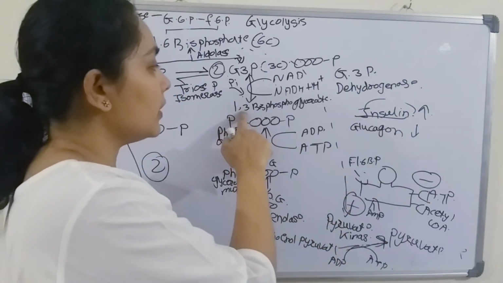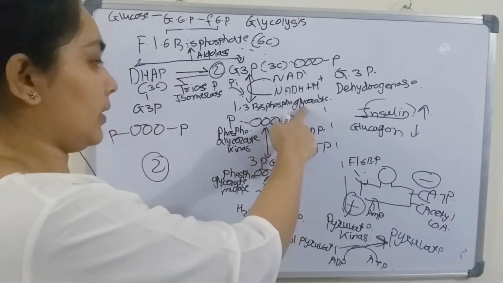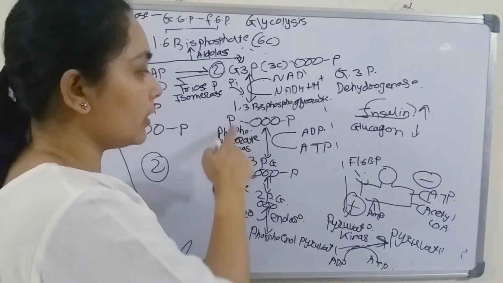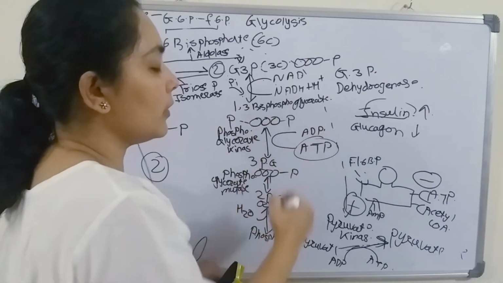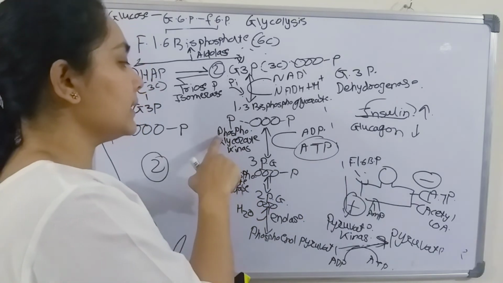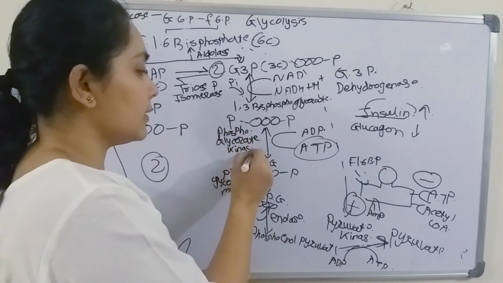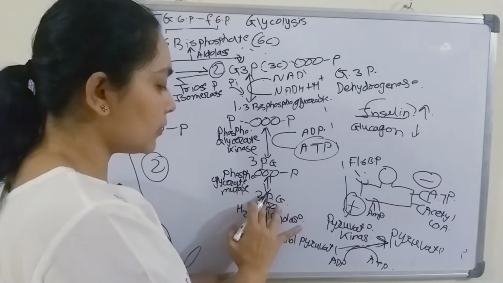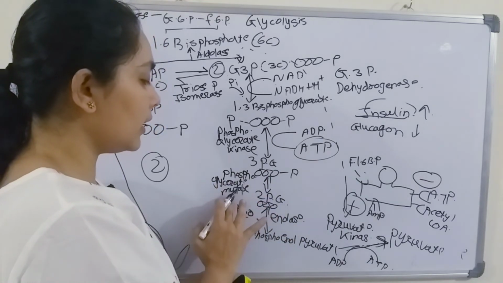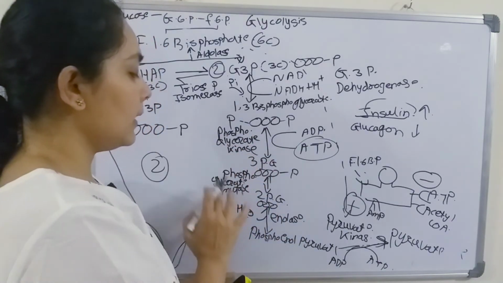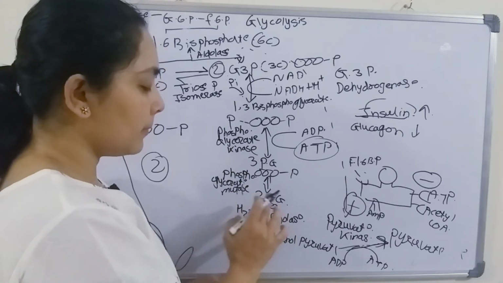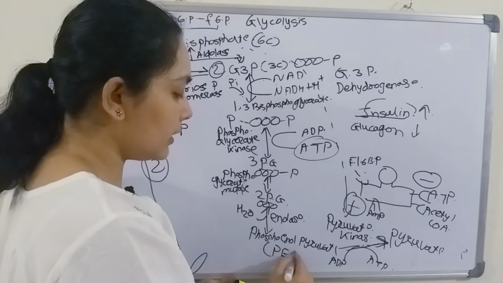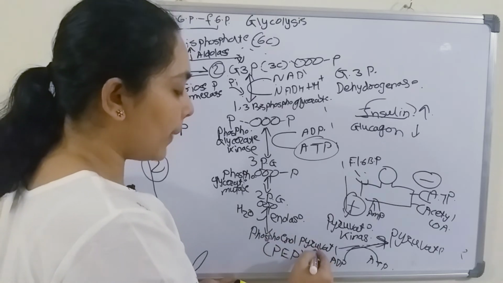Okay, then 1,3-bisphosphoglycerate will convert to 3-phosphoglycerate, meaning 1 phosphate group will be removed here. So therefore, there will be the generation of 1 ATP molecule. The enzyme is phosphoglycerate kinase. Okay, then 3-phosphoglycerate will convert to 2-phosphoglycerate. The enzyme is phosphoglycerate mutase. Here is phosphoglycerate kinase, here is phosphoglycerate mutase. Then 2-phosphoglycerate will convert into PEP, that is phosphoenolpyruvate.